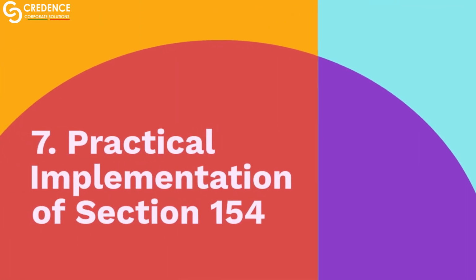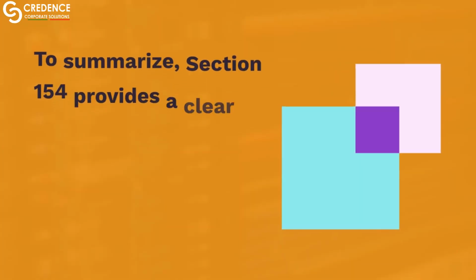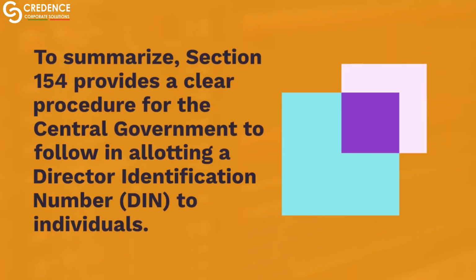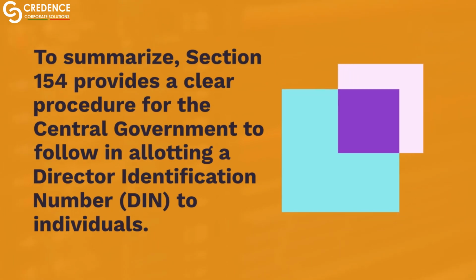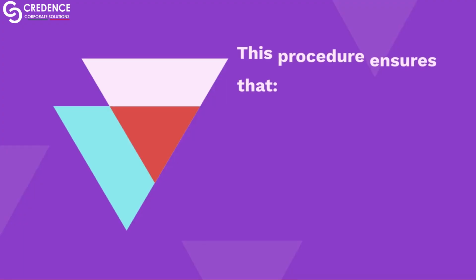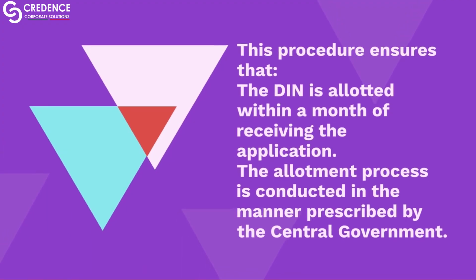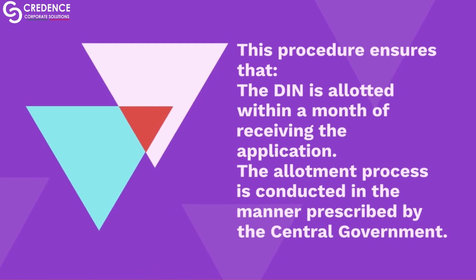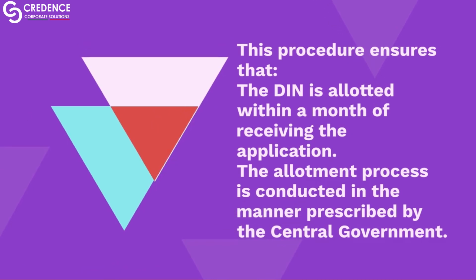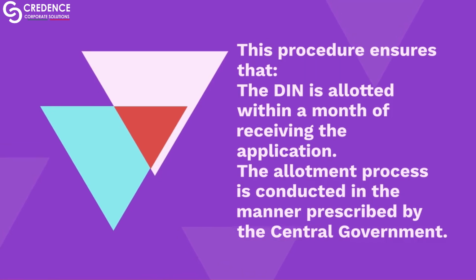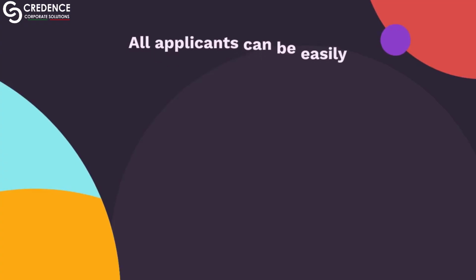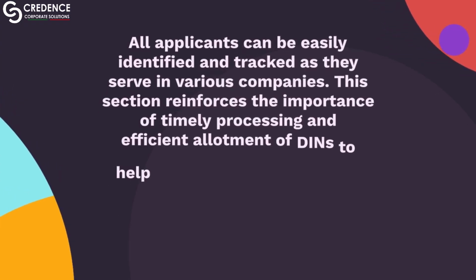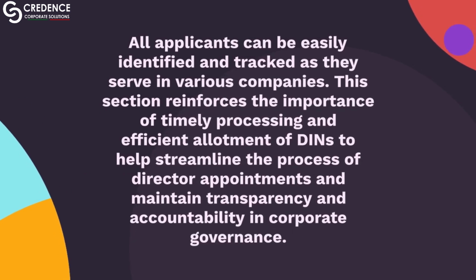7. Practical implementation of Section 154. To summarize, Section 154 provides a clear procedure for the central government to follow in allotting a Director Identification Number, DIN, to individuals. This procedure ensures that the DIN is allotted within a month of receiving the application. The allotment process is conducted in the manner prescribed by the central government. All applicants can be easily identified and tracked as they serve in various companies.